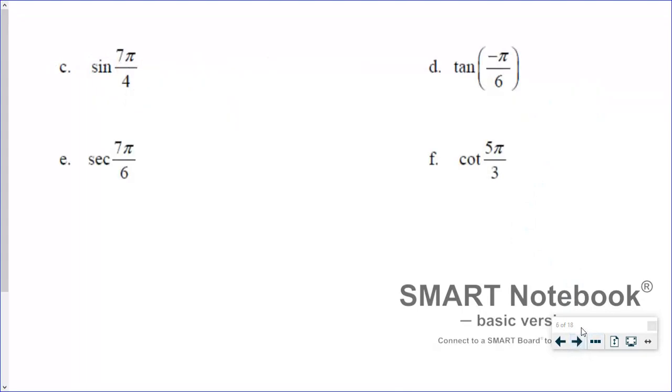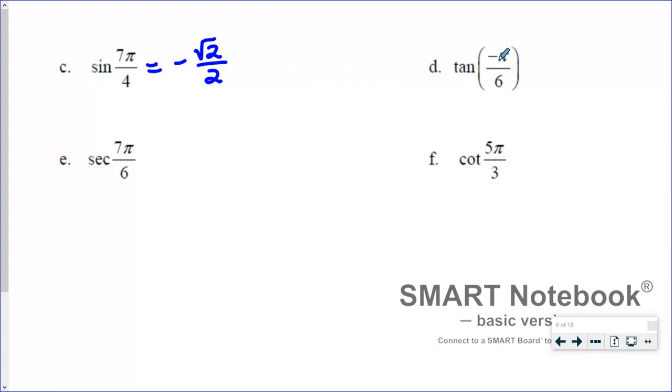All right. Some more just like it. Sine of 7 pi over 4. You go to 7 pi over 4. Look at your y coordinate. This is a negative square root of 2 over 2. All right. D, negative pi over 6.